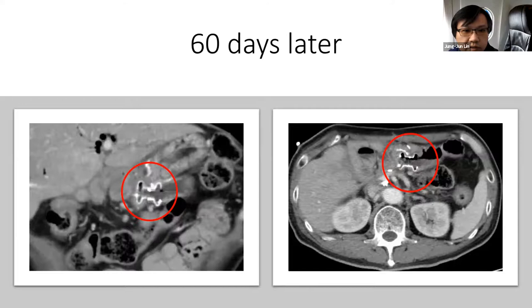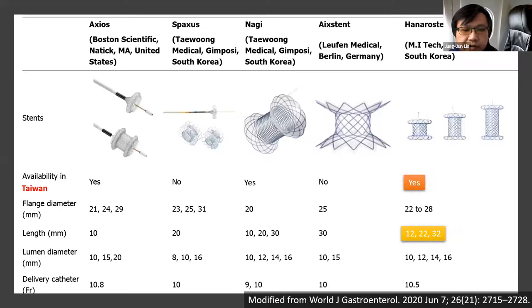So nowadays there are totally five types of biflanged metal stent on the market. In addition to Axios and the Nagi stent, plumber stent has been approved in Taiwan. And as I mentioned, there are some unique advantages of the plumber stent. They have various sizes in length and diameter.